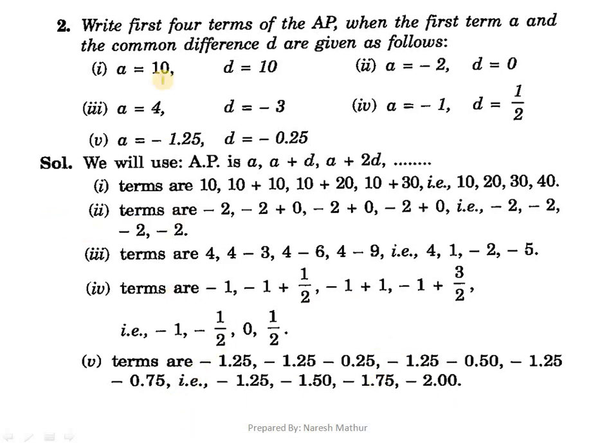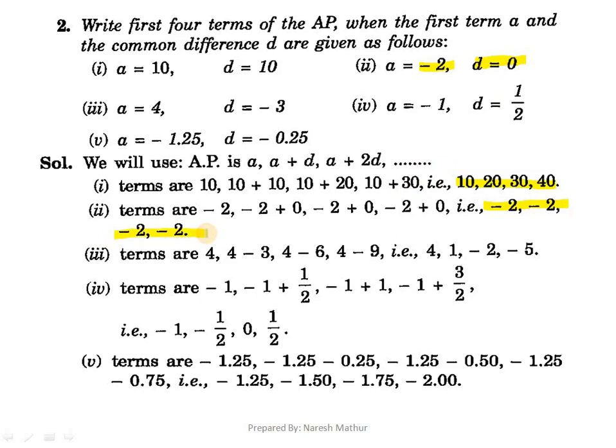So what we need to do, we are given A equals 10, then what would be the next three terms? 10, 10 plus 10 is 20, 20 plus 10 is 30, 30 plus 10 is 40. So we will have 10, 20, 30, 40 as the first four terms of the given AP. Second one, the first term is minus 2 and the common difference is 0. 0 means all the values would be the same. So the AP would be minus 2, minus 2, minus 2 and minus 2.